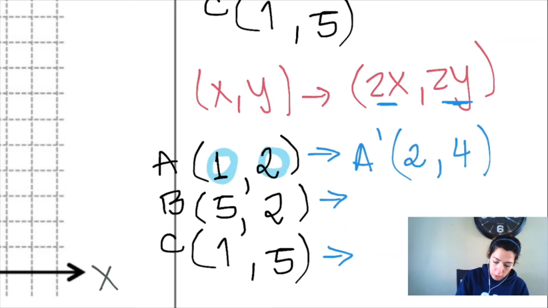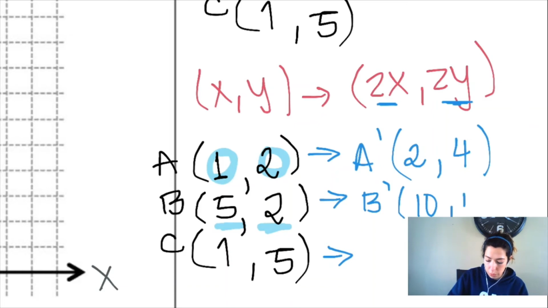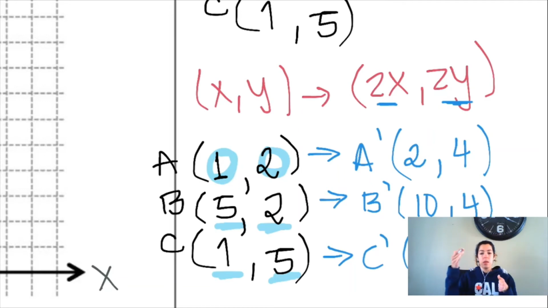So for B, we're going to have 5 times 2. That's going to be 10. And then we have 2 times 2. That's going to be 4. And last, we have C. We take this coordinate 1, 1 times 2, that's going to be 2. And then we multiply y, which is 5. 5 times 2, 10. And these are my new coordinates, A prime, B prime, C prime. Done with step 3.